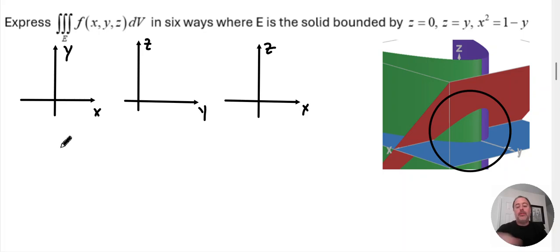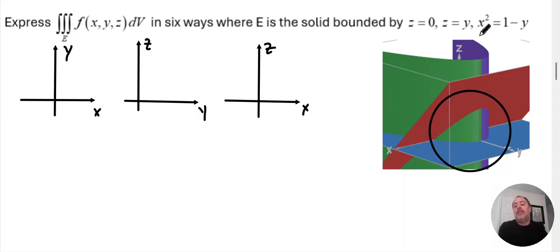Hey guys, welcome back. We are doing our example now where we're trying to express the triple integral of f of xyz dV in 6 ways, where the region E is the solid bounded by these 3 planes. So we have the z equals 0 plane, which is this blue plane that you see right here. We have y equals z, which is this burgundy red plane that you see right here.